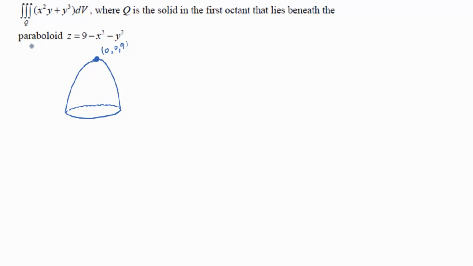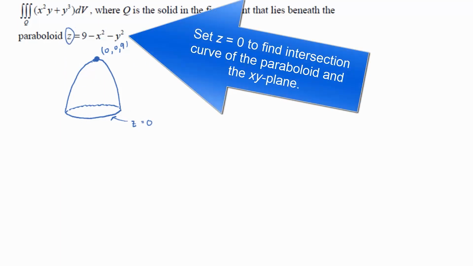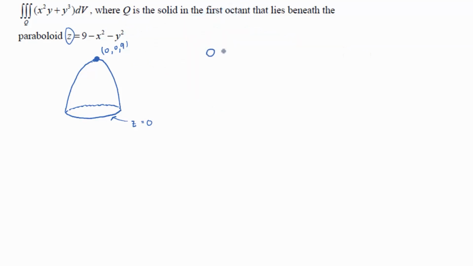So, okay. What would the equation then of this trace be? What would z equal at this trace, since it's in the xy plane? 0. So what could you do to find the equation of this circle, apparent circle? Yes, but let's take one step at a time. So you would get 0 equals 9 minus x squared minus y squared. And so what is that? This curve in the xy plane is a circle. x squared plus y squared equals 9.